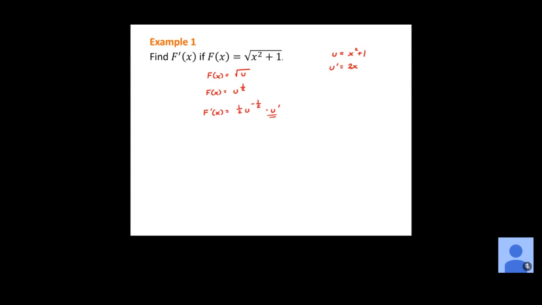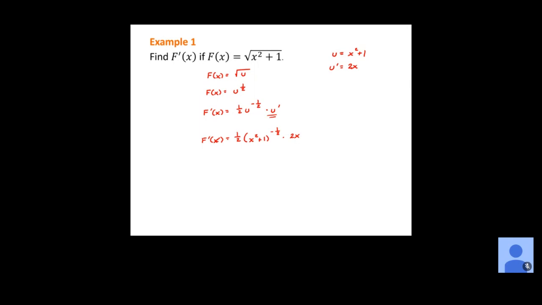Now I have all the pieces I need. Now I can just go back and substitute. So f prime of x is going to be 1/2 u, which is (x squared plus 1) to the negative 1/2, times u prime, which is 2x.